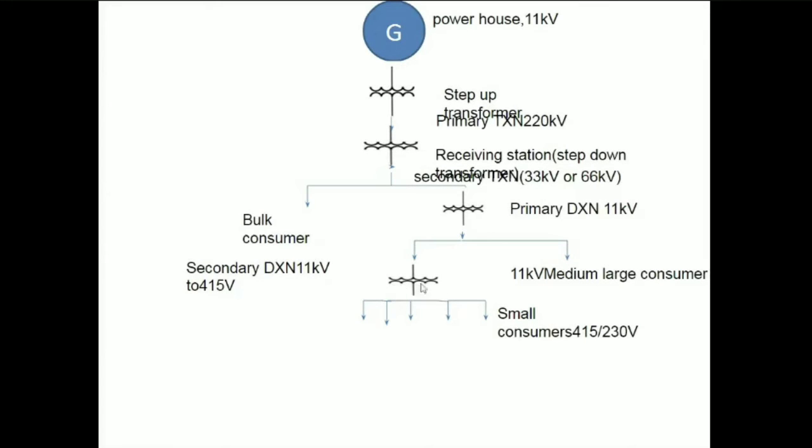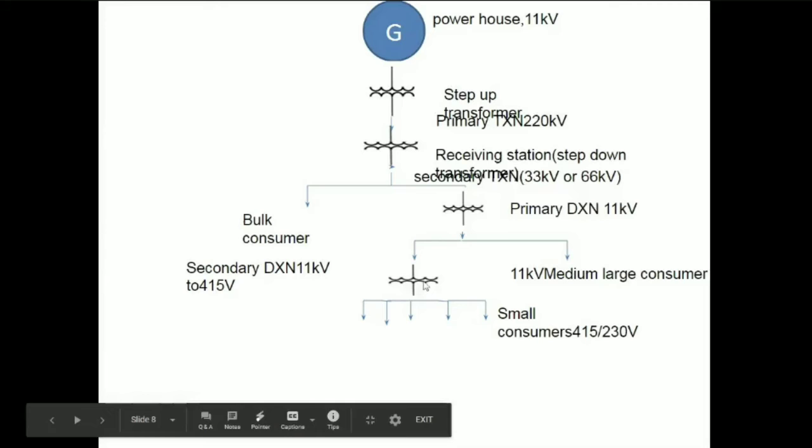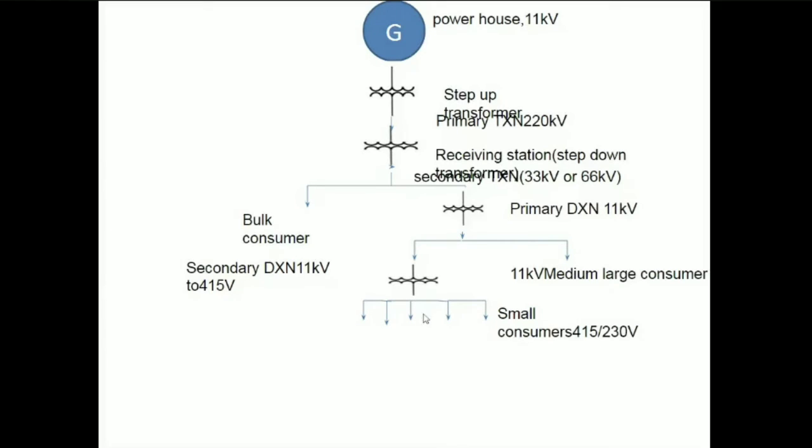So at this transformer, at the end, we are having the secondary distribution from 11 kV to 415 or 230 volt transformer. We are having the secondary distribution section. So from the primary step-up transformer, we are starting the primary transmission. Then the next substation is the secondary transmission substation. Here the voltage is stepped down to 66 kV. The 66 kV voltage section is called the secondary transmission section.